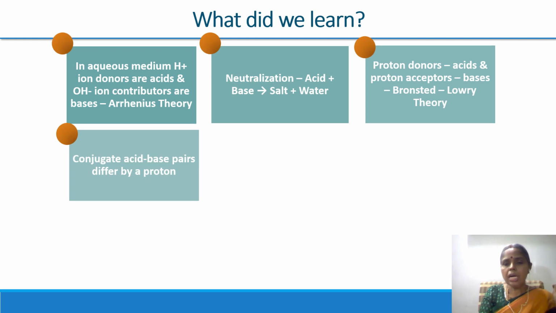Then proton donors are acids and proton acceptors are bases according to Bronsted-Lowry theory, and conjugate acid base pairs are formed. Conjugate acid base pairs differ by a proton. You remove a proton from an acid, you get the conjugate base. You add a proton to a base, you get the conjugate acid.